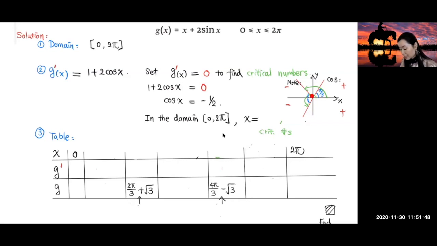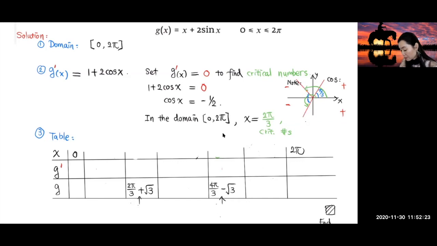So the angle will be in these two quadrants. But first, let's ignore the negative sign. Cosine x equals 1/2. Then in the first quadrant, that corresponds to pi over 3, this angle. So the reference angle here will be pi over 3. Then this angle here will be pi minus pi over 3, so that will be 2 pi over 3. So 2 pi over 3 is one of them. Okay, this one. Now what about this one?